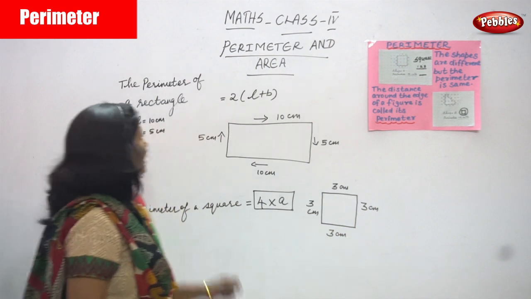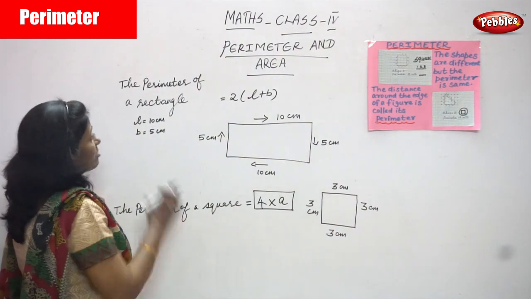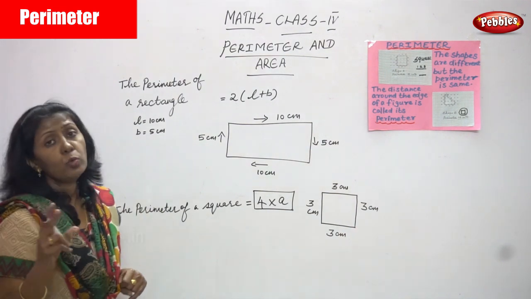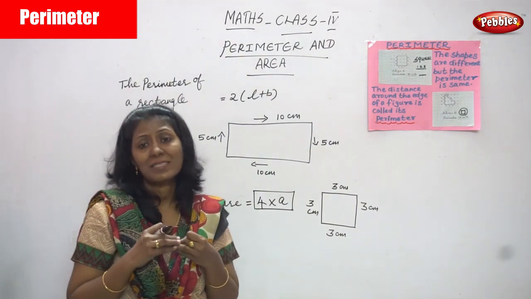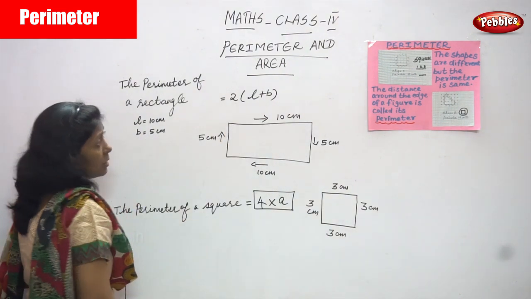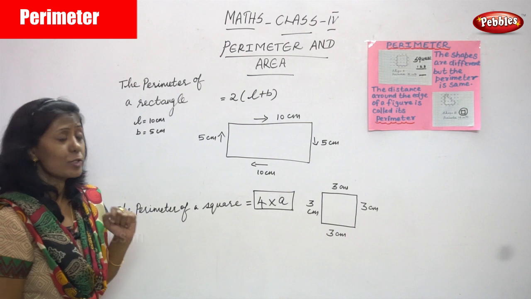Okay, now we are going to solve the problems. First, we must know the formula of the perimeter. So we have taken two shapes. One is a square, the other one is a rectangle. The perimeter of a rectangle is equal to 2 into (L plus B).